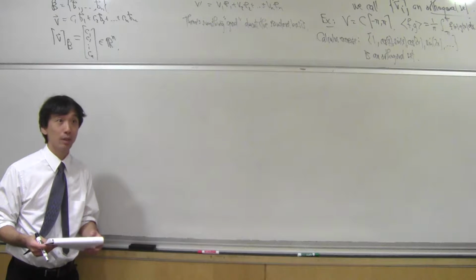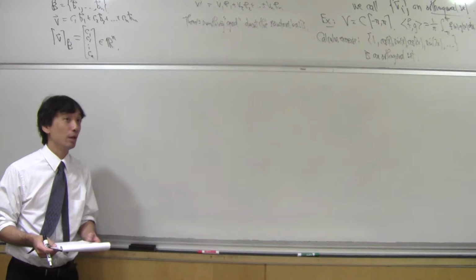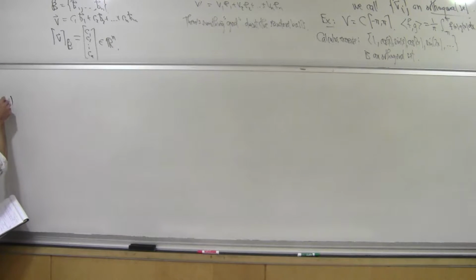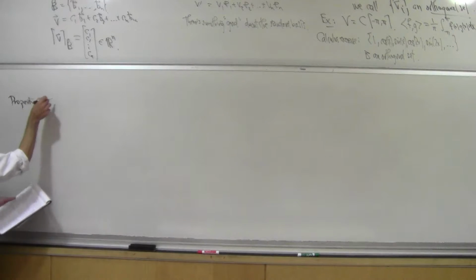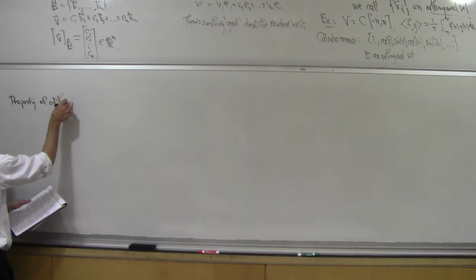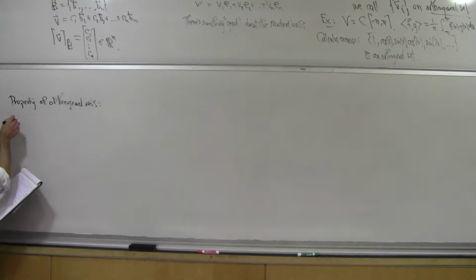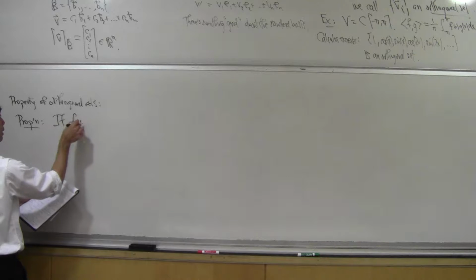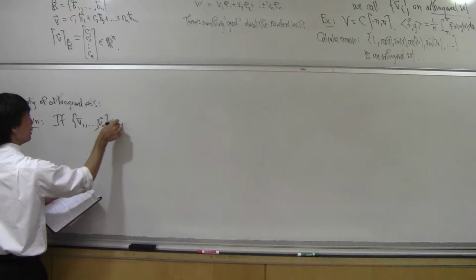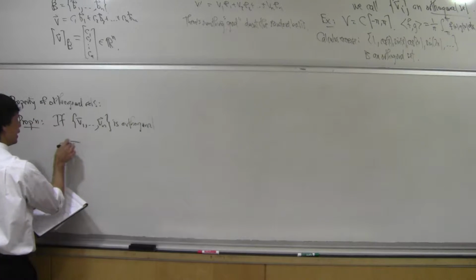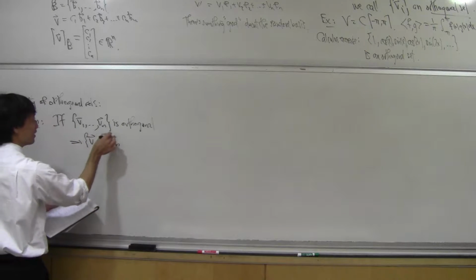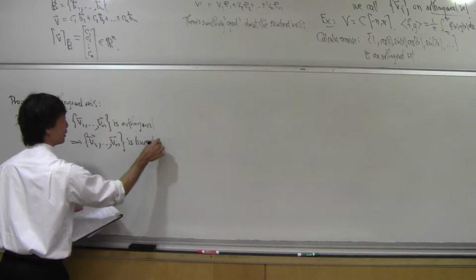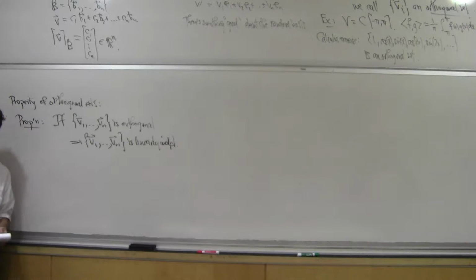Is this related to linear independence at all? There's a nice property of orthogonal sets that, so we're going to call it a proposition. If the set is orthogonal, then the set is linearly independent. I should just give you an extra point for asking that question. Yes, if the set is orthogonal, then the set is going to be linearly independent.